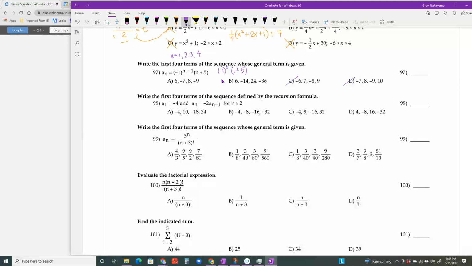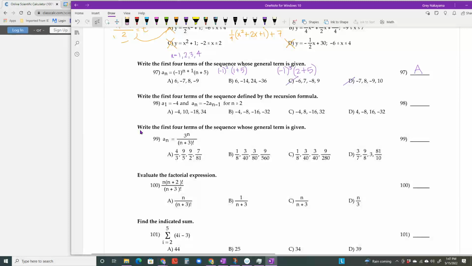The second term, one of them says it's negative 7. One says it's negative 14. So I'm going to go find the next term. Negative 1 to the 2 plus 1 times 2 plus 5. Well, 2 plus 5 is 7. So I know the answer has to be A. It is negative 7, because negative 1 cubed is negative 1.